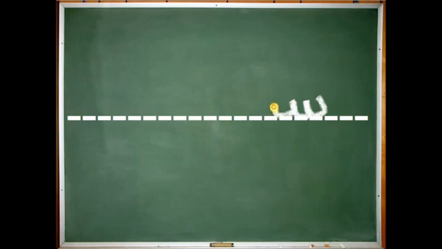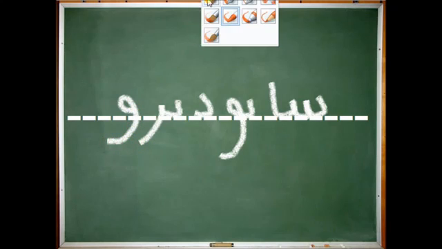connecting to the alif because the scene is a connector, followed by the noon not connecting to the alif because the alif is not a connector, followed by the wow connecting to the wow because the noon is a connector, followed by the daal, not connecting to the wow because the wow is not a connector, followed by the ya, not connecting to the daal because the daal is not a connector, followed by the ra, connecting to the ya because the ya is a connector, and then at the end the wow, not connecting to the ra because the ra is not a connector.